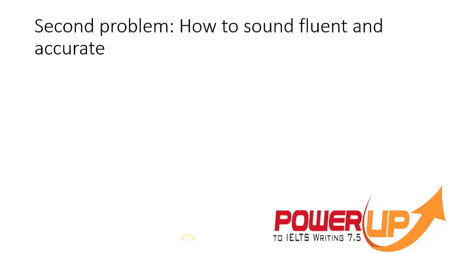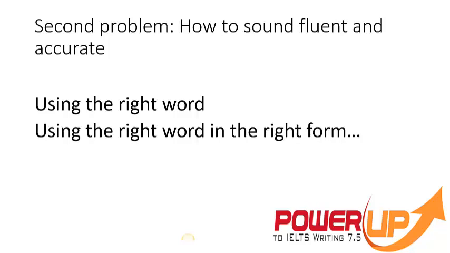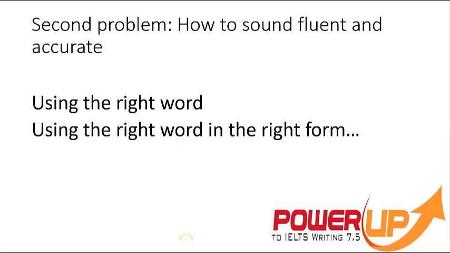So now we know what to look for when we're checking our writing for grammatical, punctuation and spelling mistakes. The next problem is how to sound fluent and accurate in using the right word in the right form. And for that we need collocations.